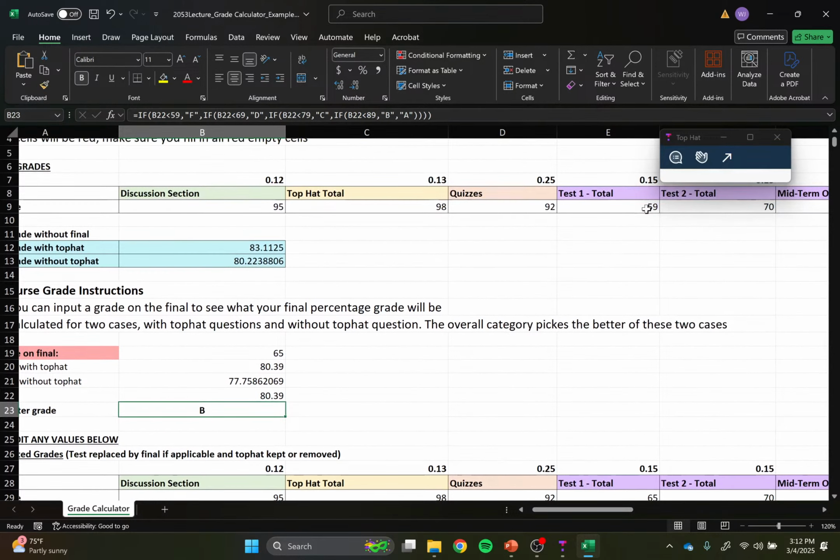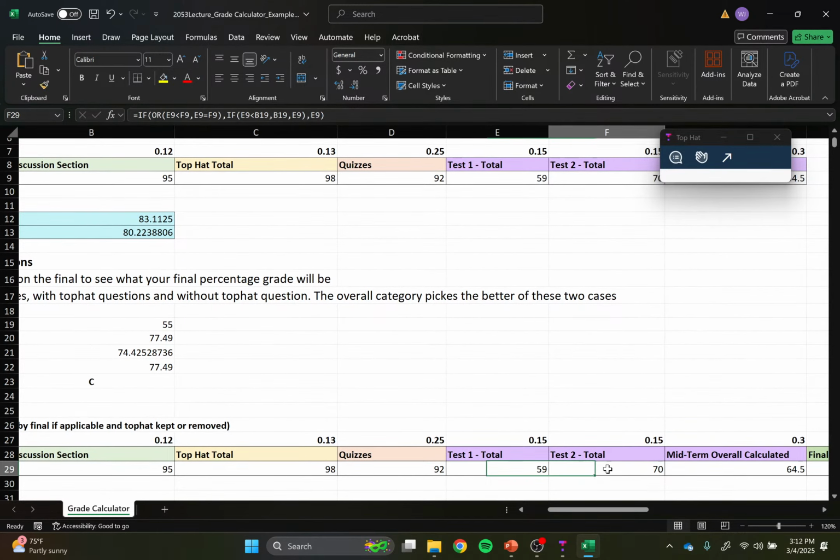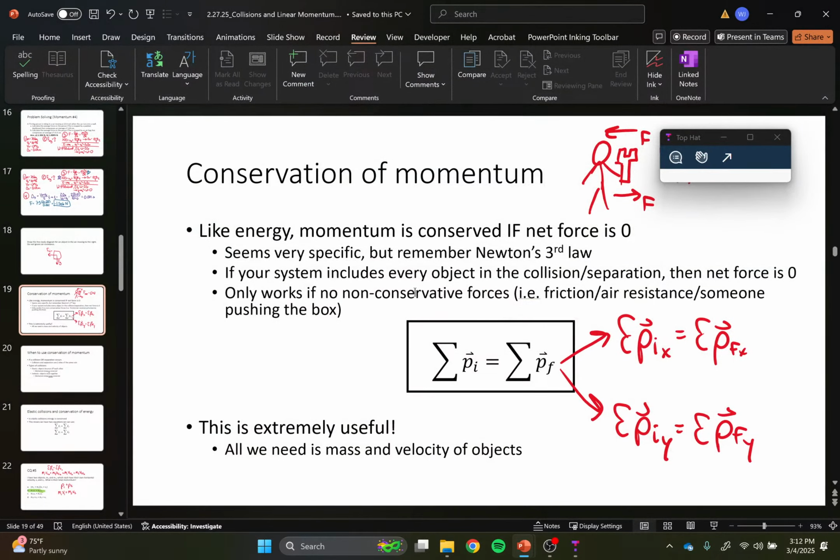So like, 59 and 70, say you score a 55 on the final. Notice that neither test 1 nor test 2 changed to a 55 because it was below. So it doesn't penalize you. If you do worse on the final than on test 1 or test 2, it does not replace one of those grades. Great. Okay. There's that. It exists. Use it or don't.